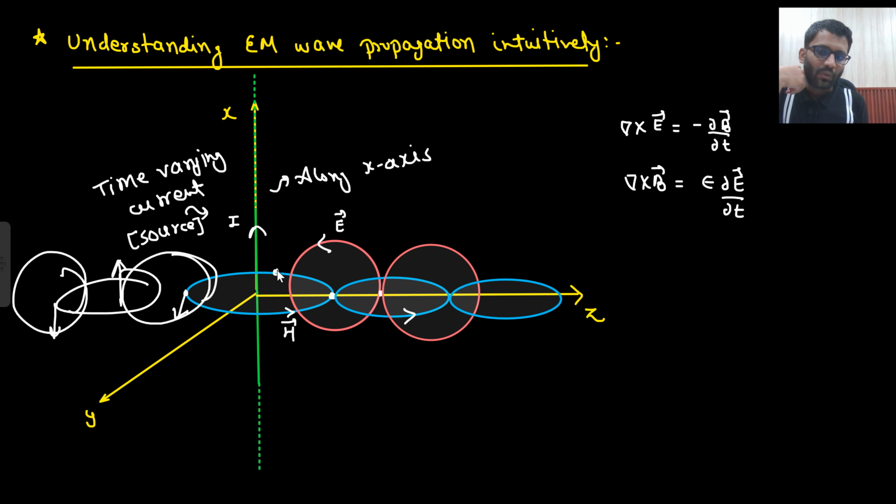If I had made a slope here, then I would have got E. Then because of E, I would have got another B. So the EM wave could have propagated in another direction as well. So there could be multiple directions of EM wave propagation. Yes, that is true. There could be multiple directions of EM wave propagation.